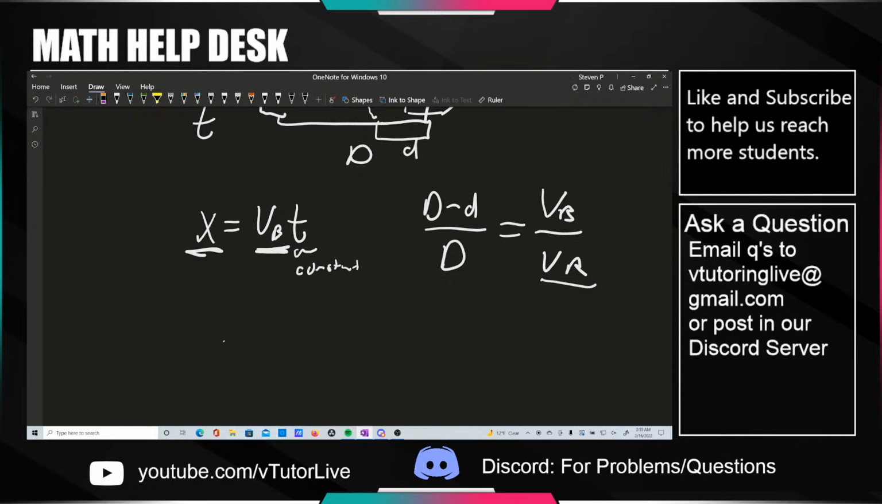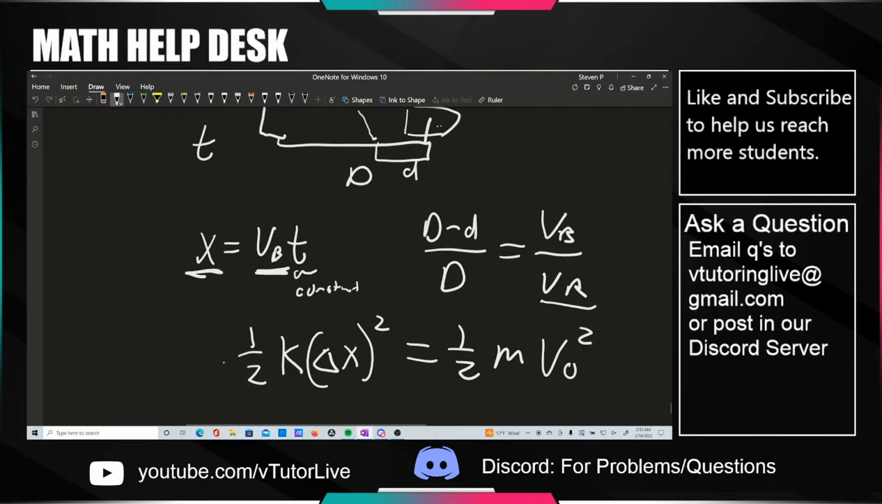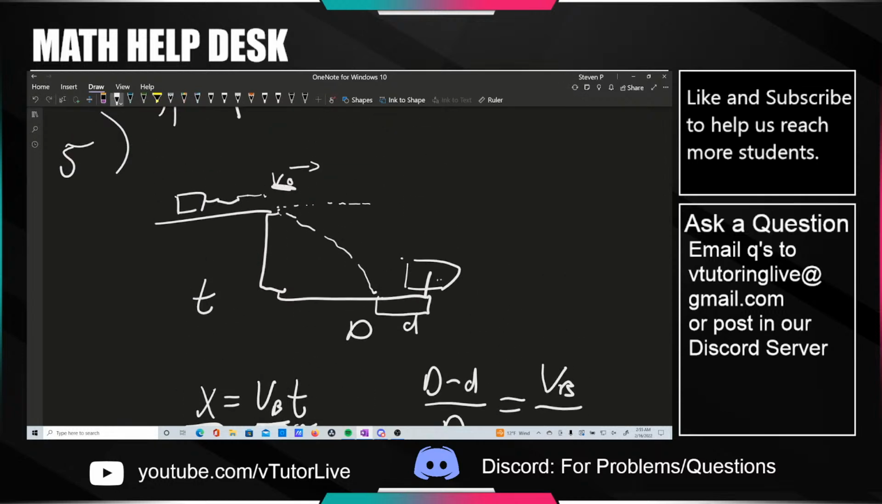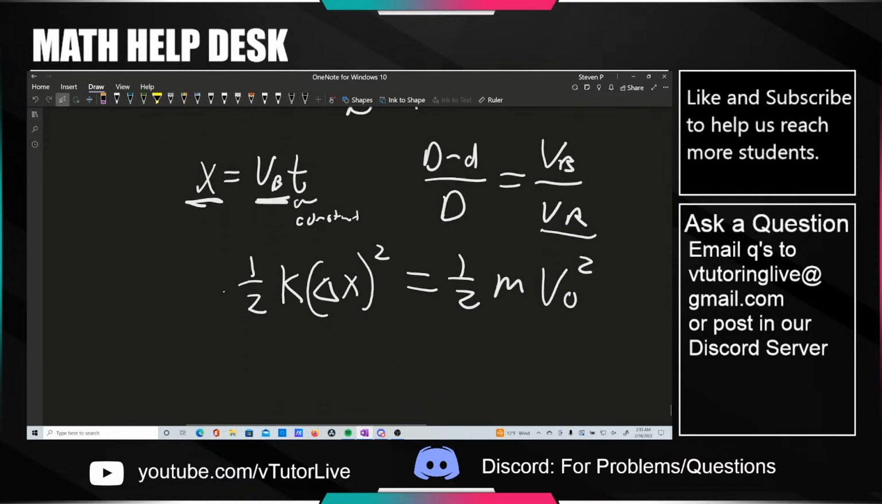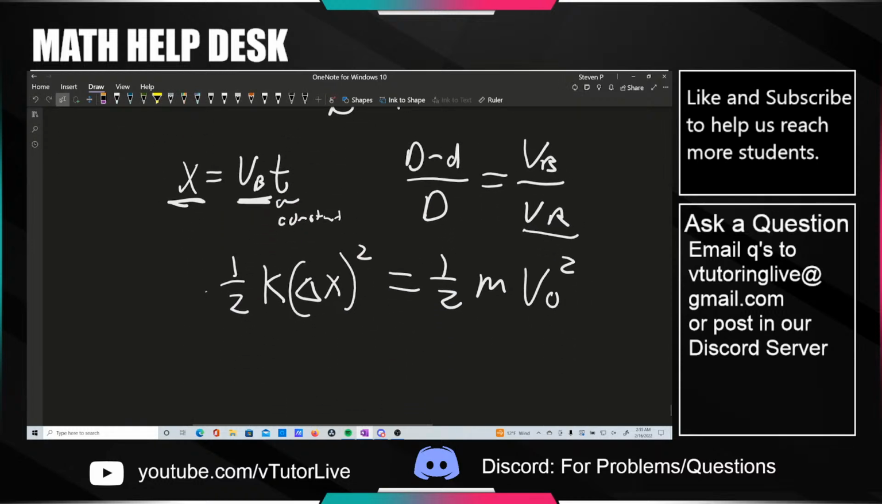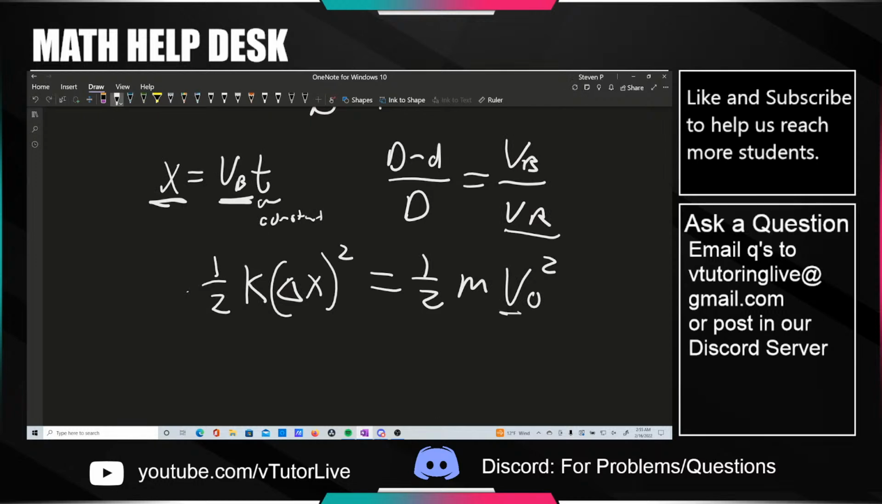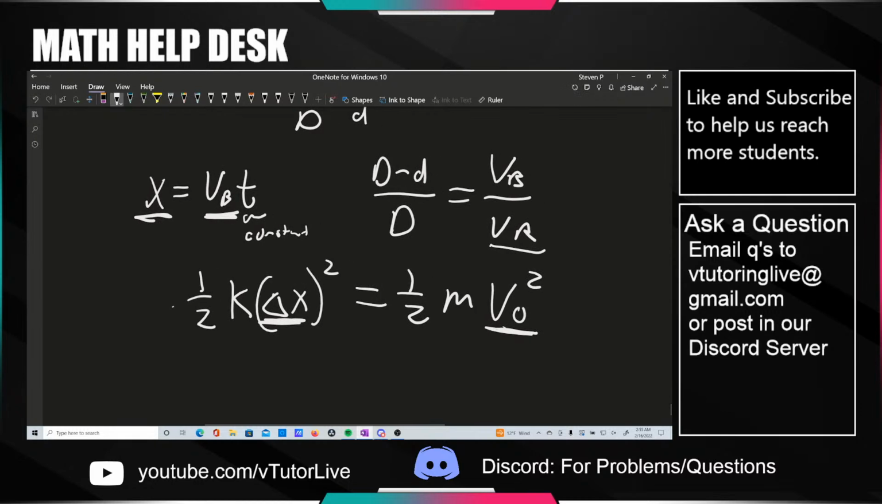Anyways, the point that I want to get across here is we know that, I'm not going to bother writing it out at this point, but 1/2 k of the initial delta x displacement, right? How much you compress the spring is equal to 1/2 m v naught squared. This is the velocity of release. Yes. So this is to say that if you solve this out, it turns out that v naught and delta x are equal to each other.